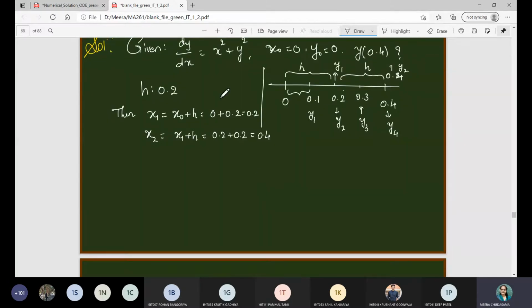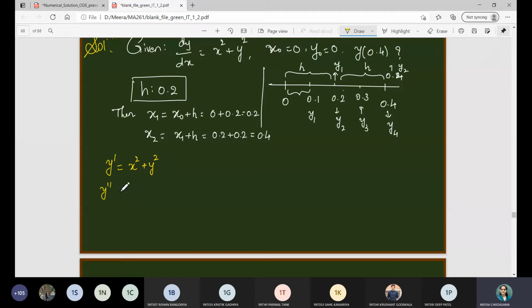First of all, because of our choice of h, we are going to consider the Taylor series expansion up to the 4th term, up to the 5th term. In that case, we need to consider the 4th order derivative of y, right? So first I will compute the derivatives one by one. We are given dy/dx, that is y', as x square plus y square. This is the first derivative, already given.